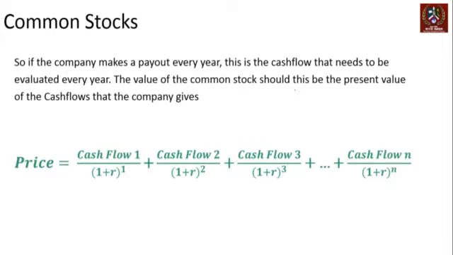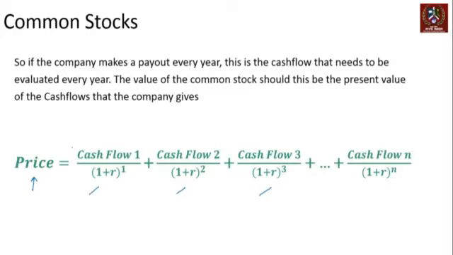The value of the common stock should thus be the present value of the cash flows that the company gives for its period of existence. Let's say it exists for n years. Every year the company might give out some cash flow. Every year there is an expected rate of return, and I have to discount it to find the present value of all these cash flows, and that present value when added together will give me the price, just like our bond concept, right?